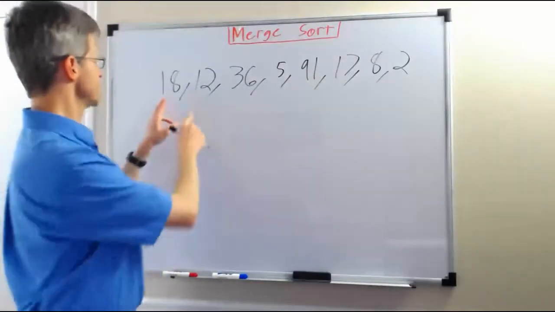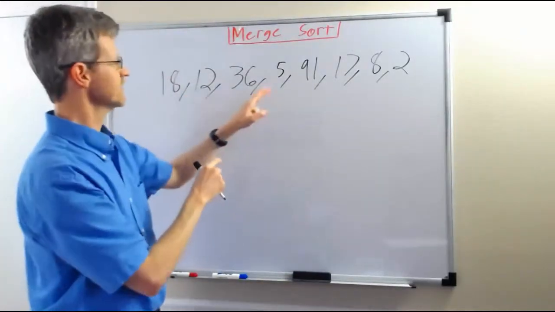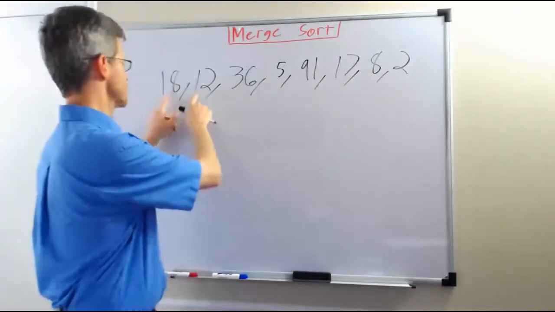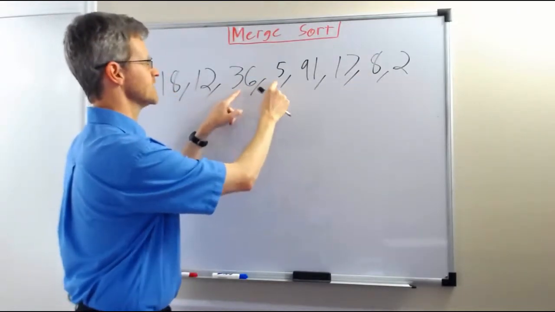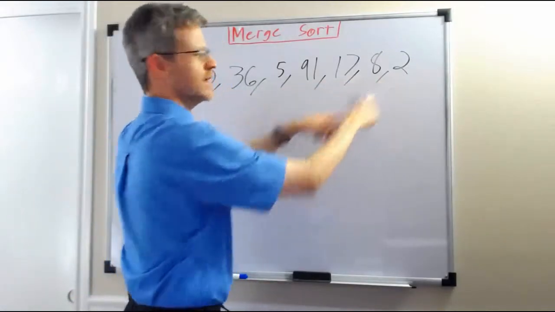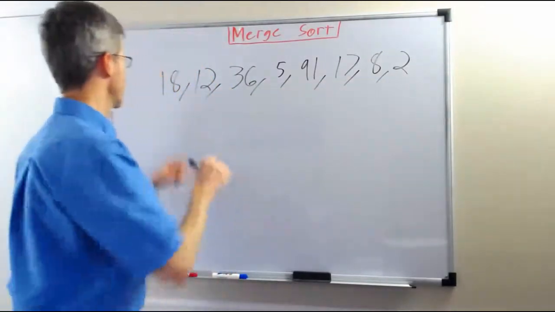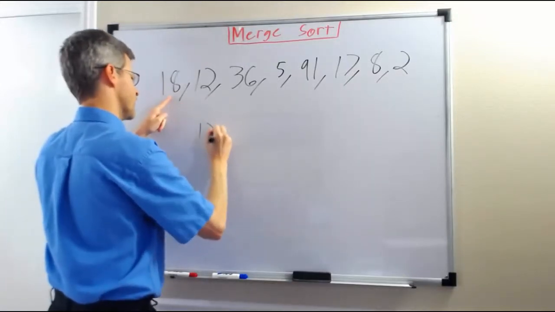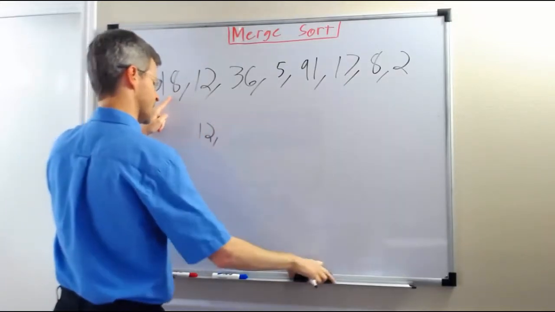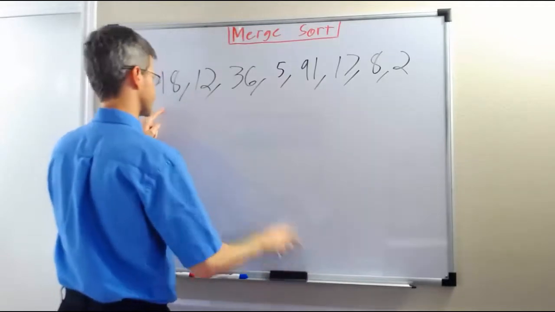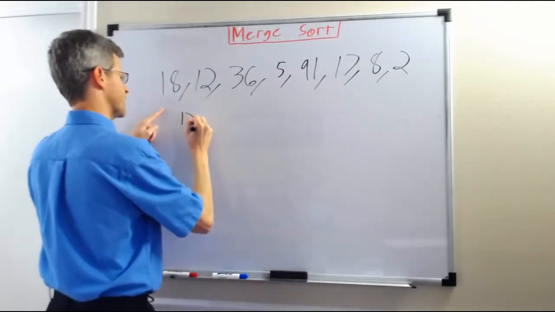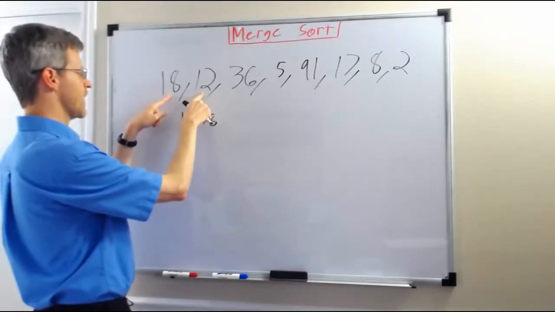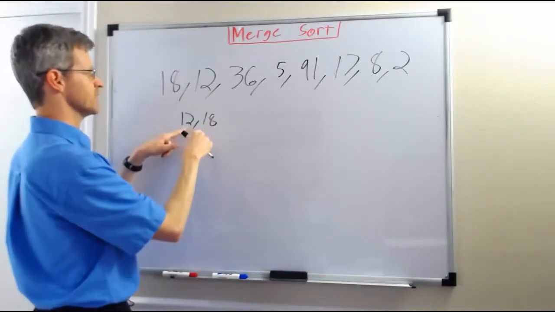What we're going to do is consider each of these a list, and we're going to merge these two lists, and then these two lists, and then these two lists, and then these two lists, and we're going to repeat the process. So first of all, 18 and 12, which is smaller? 12. So out of that, 12 is the smaller one, and then 18. In fact, there's nothing else.